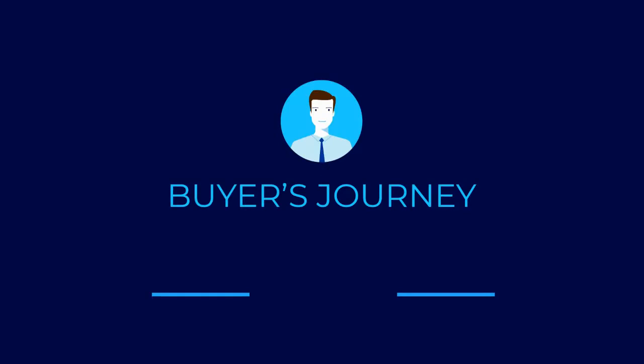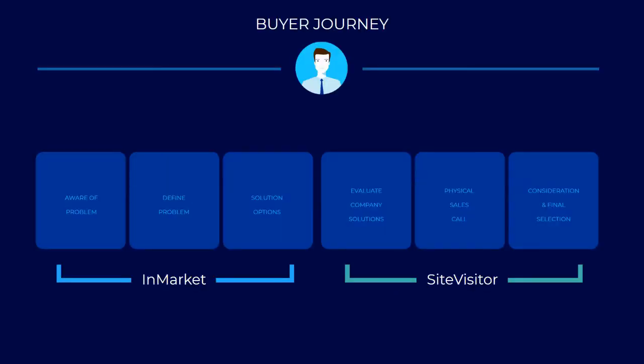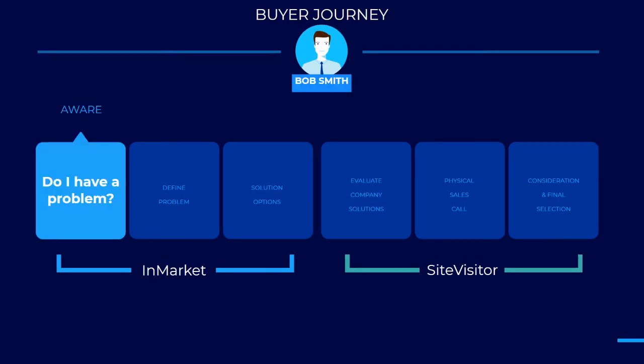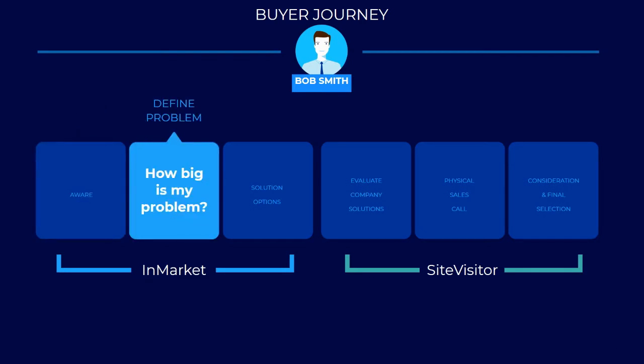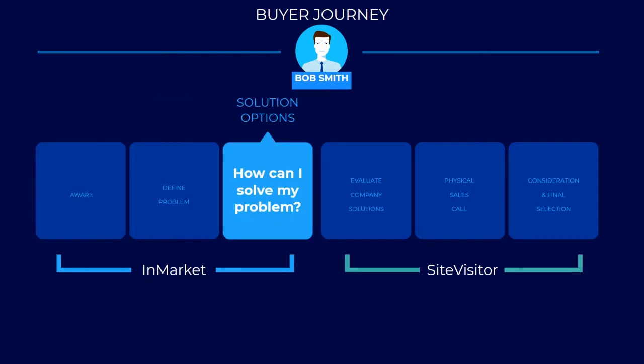So now onto the buyer's journey. This is where we find all this crucial data and identify these opportunities. It's pretty simple here, broken down into these 6 stages, and a customer becomes aware of a problem that they have, right? Then they begin to define that problem. They start looking for ways to solve it, and these 3 stages are what we call in market.